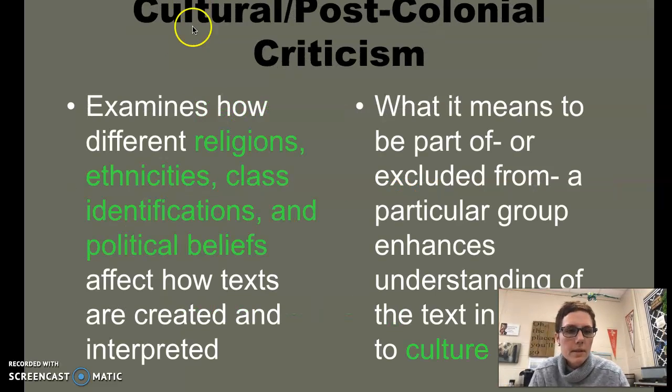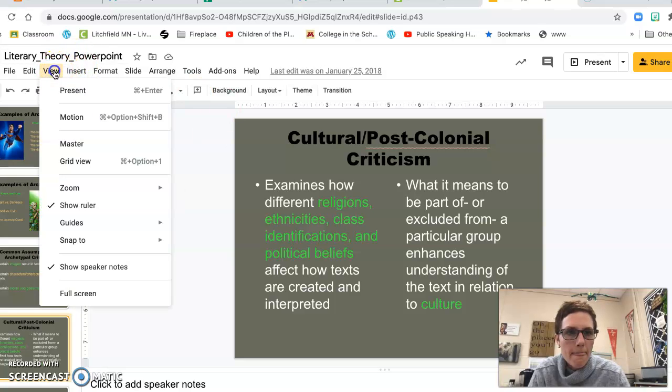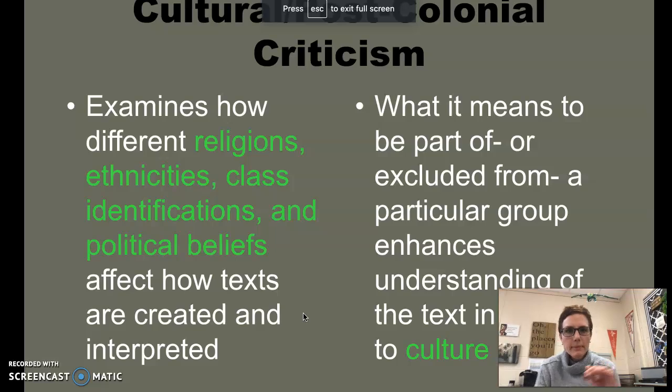The next lens is the cultural or post-colonial criticism. This examines how different religions, ethnicity, class identifications, and political beliefs affect how texts are created and interpreted. So when we look at cultural criticism or post-colonial criticism, you're really saying, how does ethnicity affect this text?